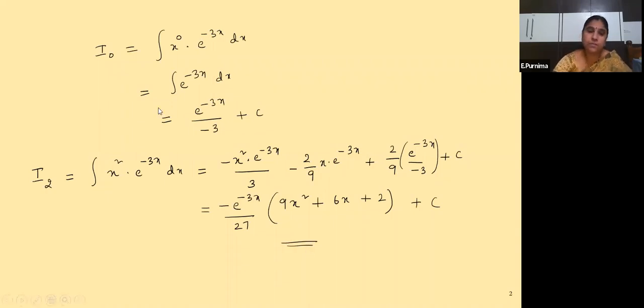So here very simple thing is you have to remember that formula: integral of x to the power of n into e to the power of ax dx. Remembering that formula is very, very important, children. So that if you remember, then that will be very easy for you. Okay. So let us see one more reduction formula, children.